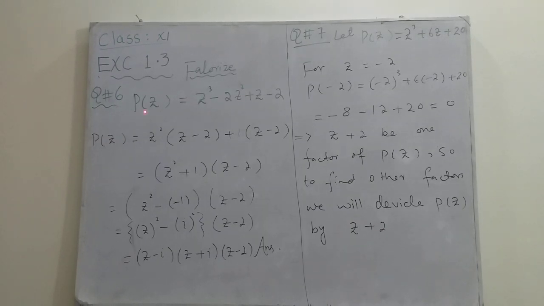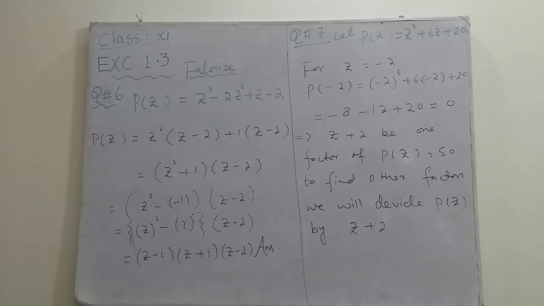Number 6. P of z is equal to z cube minus 2z square plus z minus 2. Now, to factorize this equation, taking z square common from the first two terms, we have z square into z minus 2. And taking 1 common from the third and fourth term, we have 1 into z minus 2. Now writing z minus 2 as common factor and z square plus 1 as non-common factor. We have to give the answer in terms of linear factors, where z minus 2 is a linear factor but z square plus 1 is not linear. So we will factorize it further.